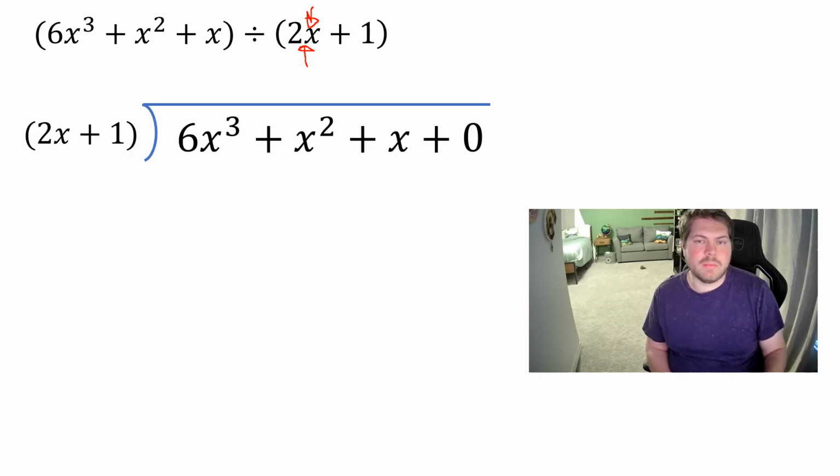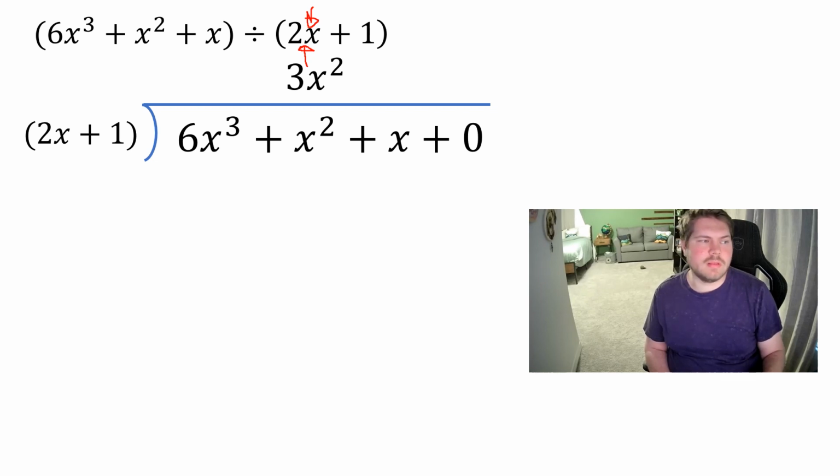So we want to think, how many times does 2x to the third, or 2x go into 6x to the third? How many times does 2x go into 6x to the third? You can even think about it as 6 divided by 2, or what times 2x would make it 6x to the third, and then x to the third divided by x, or however you want to look at it. There's a couple ways to look at this part, but either way, you should get that it's 3x squared.